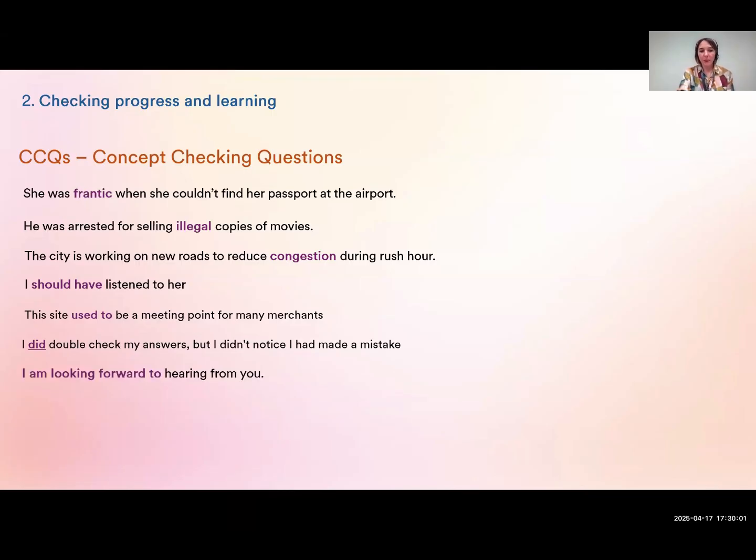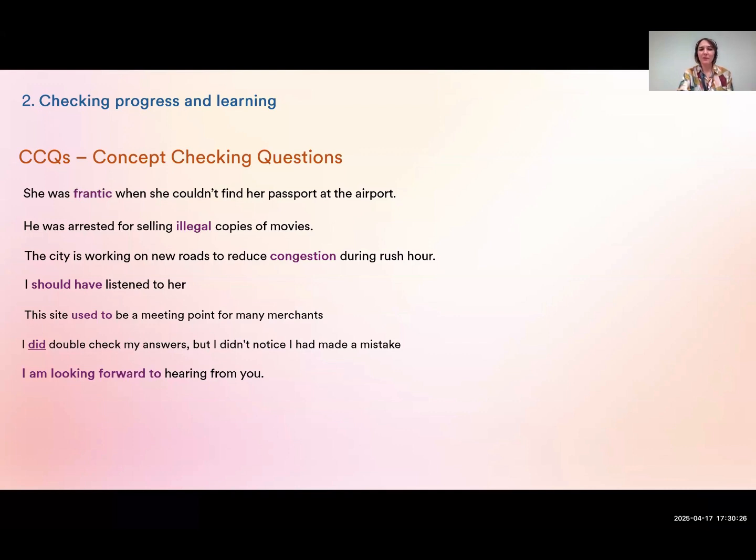Let's go just one more. I'm looking forward to hearing from you. Is it expressing a feeling of happiness or a feeling of sadness? If I say I'm looking forward to holidays, do I want to go on holiday? I'm happy to be. So I can't wait, giving synonyms.